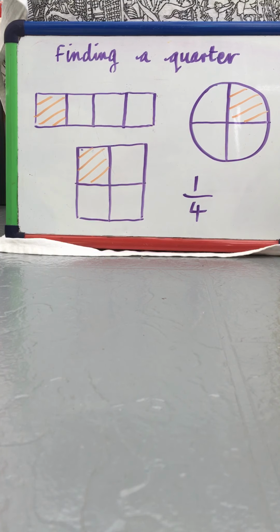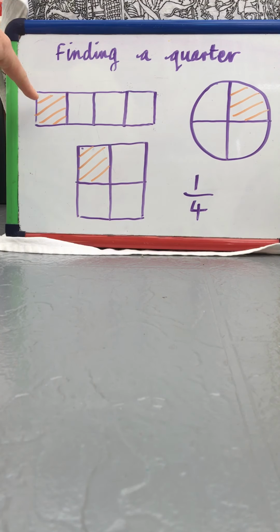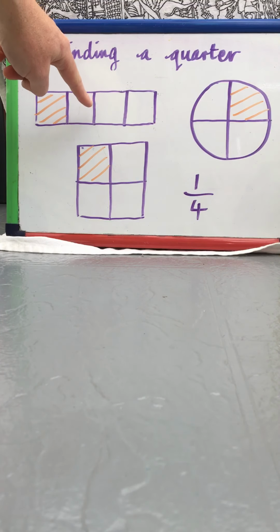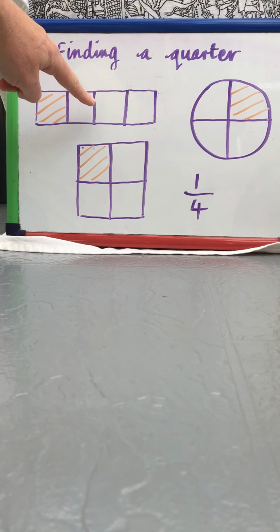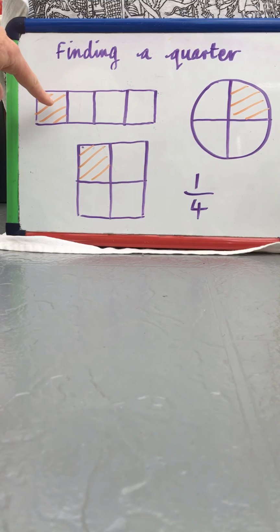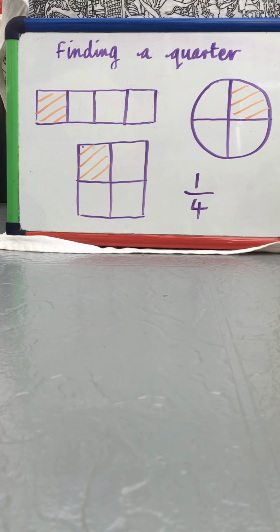Can you see the pictures? Can you see they're all different shapes? This shape here, it's like a rectangle, isn't it? But can you see how many parts we have? And they're all the same. They're equal. 1, 2, 3, 4. 4 equal parts.